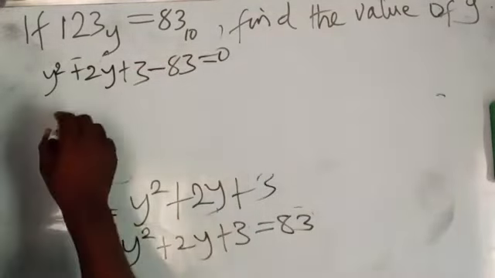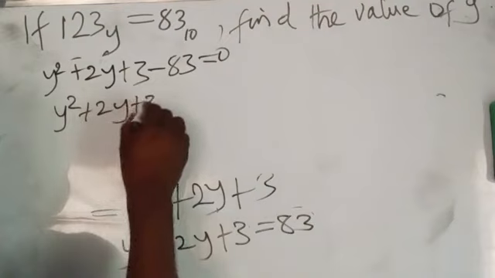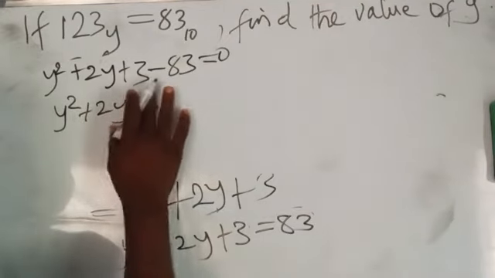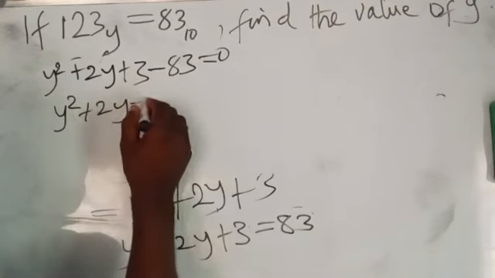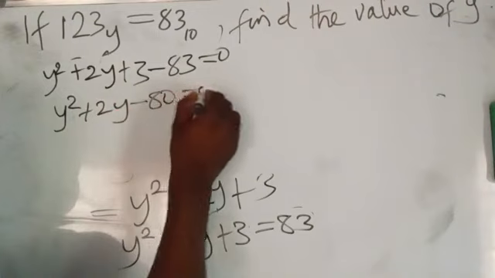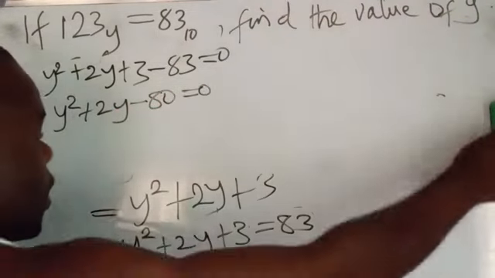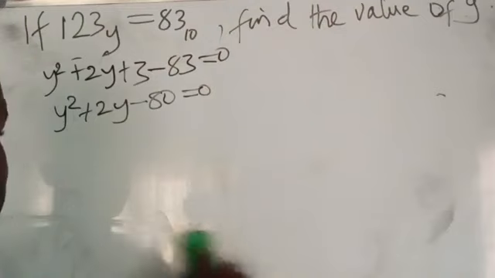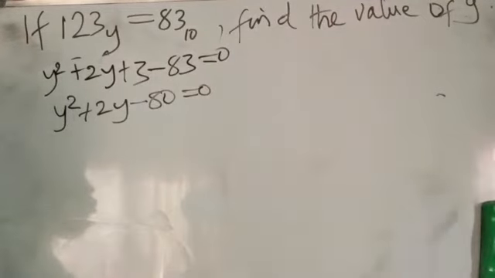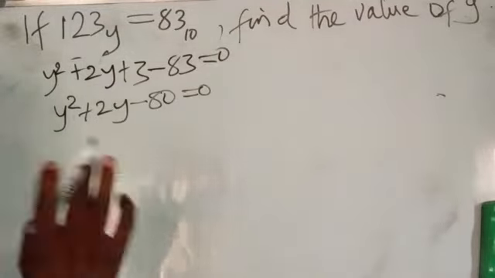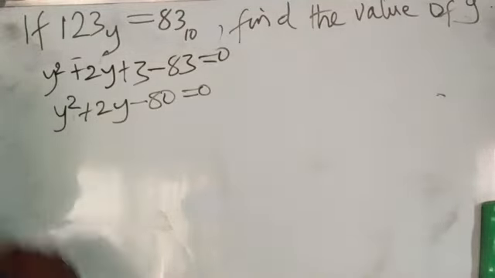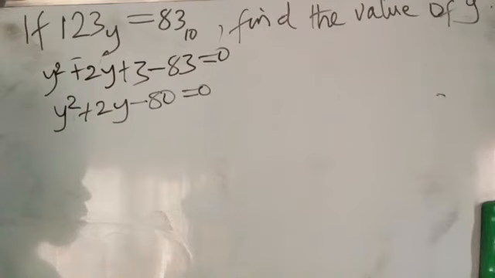So y square plus 2y, plus 3 minus 83 will give you minus 80, equal to 0. This has formed a quadratic equation. So what do you do? Now, what you do is you factorize this by the factorization method, because in solving a quadratic equation, we have methods.